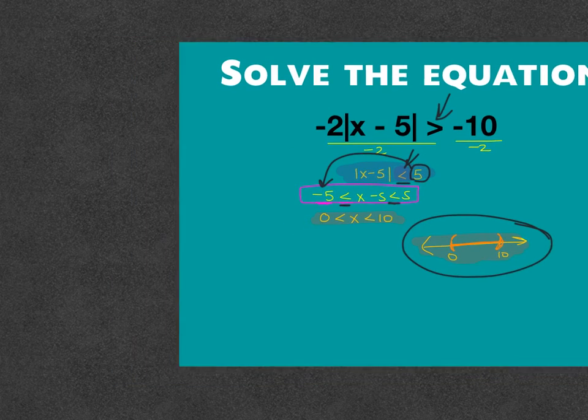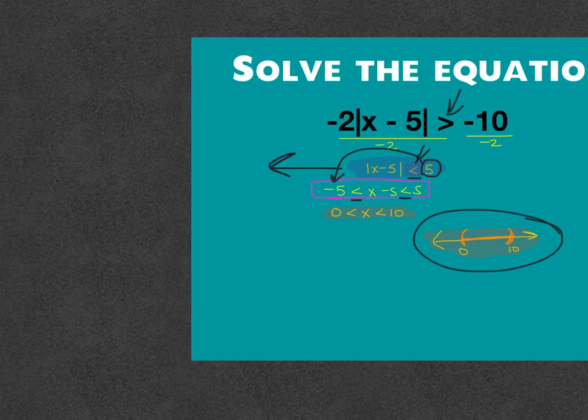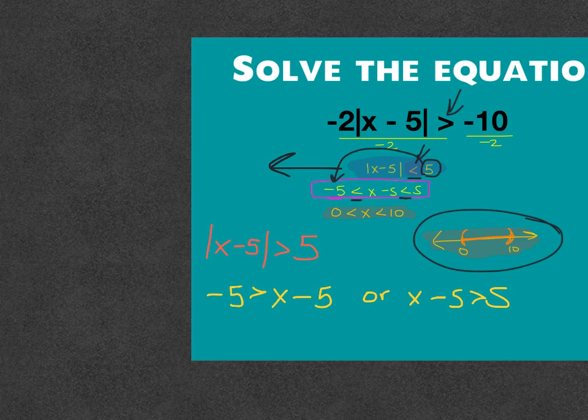So let's just say that instead of it being less than here, this was the absolute value of x minus 5 is greater than 5. Remember, if it's greater, it becomes an or statement. So I would add the -5 on the other side still, but then I would split it into 2 separate statements. One where x minus 5 is less than -5, and x minus 5 is greater than 5.